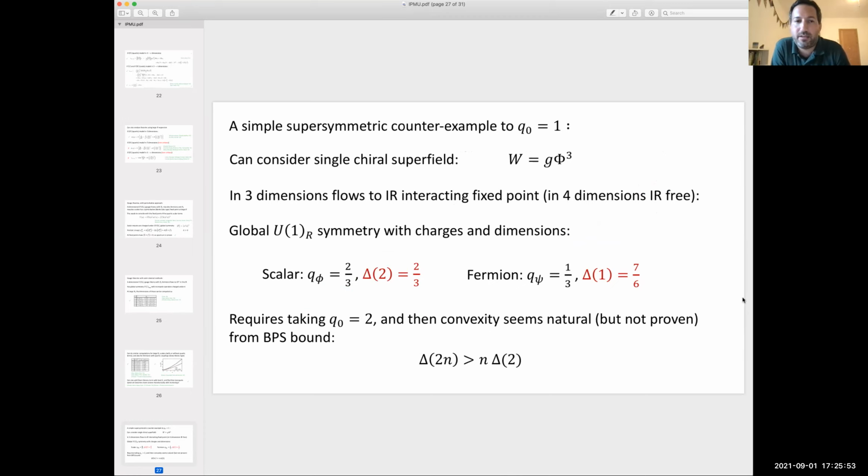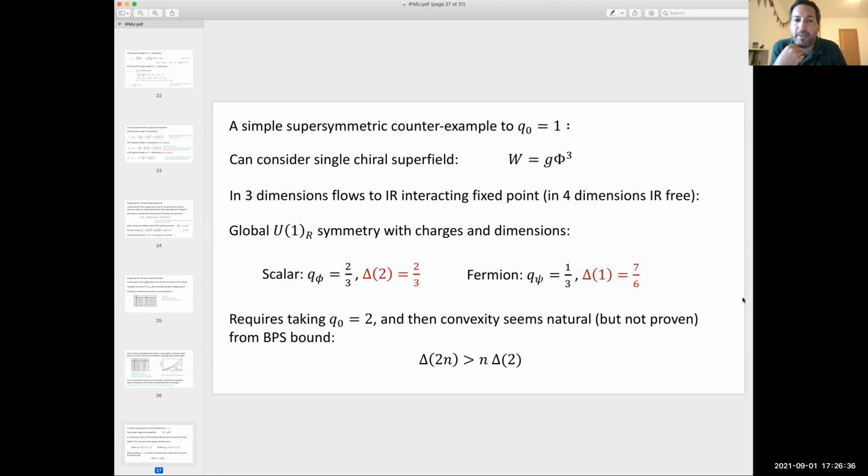One can consider a single chiral superfield with a superpotential that's cubic. In 3 dimensions, this flows in the infrared to some interacting fixed point. In 4 dimensions, it's an infrared-free fixed point. We can also do it in 4 dimensions, but 3 dimensions is a little bit neater. Since it's a supersymmetric theory, you have a U(1)_R global symmetry, and the operator phi is BPS. Since it's BPS, there is a certain relation between the mass and charge of that operator. You can look at the scalar component of big Phi, and this has charge 2/3, because the superpotential has charge 2.